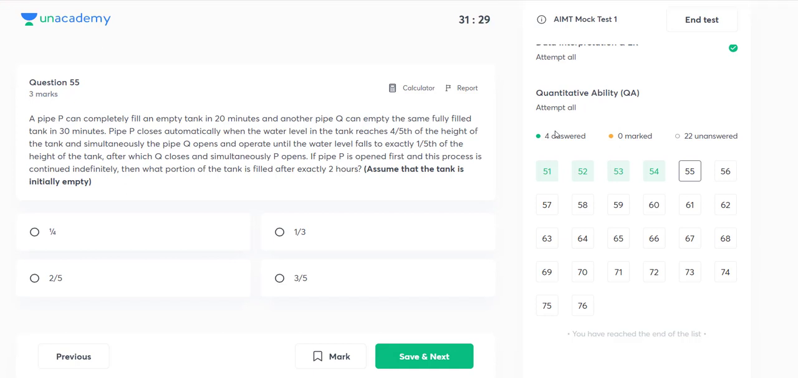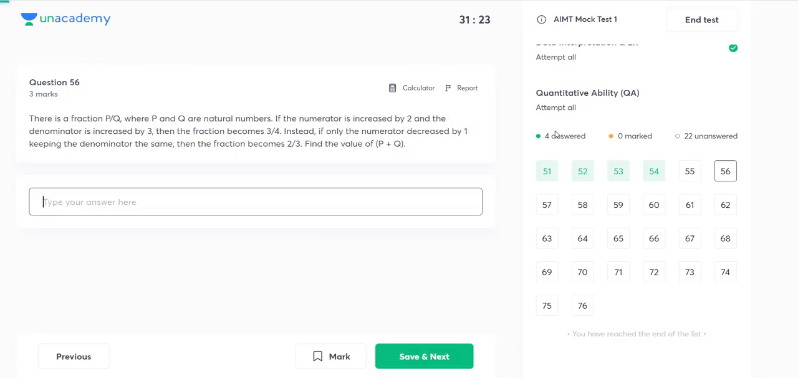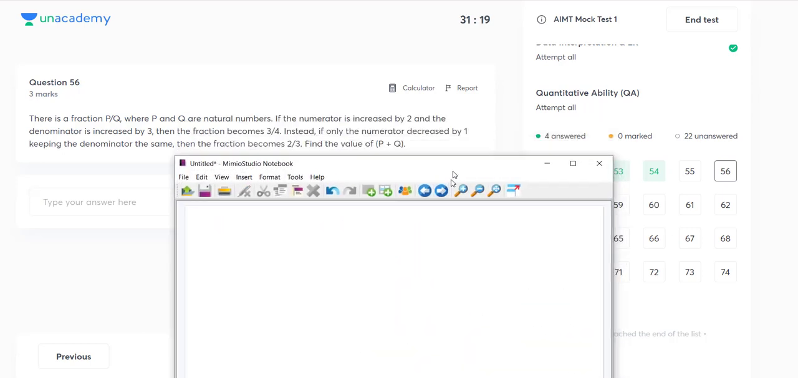The pipe P can completely fill an empty tank. I think it will take time, so let's move ahead.